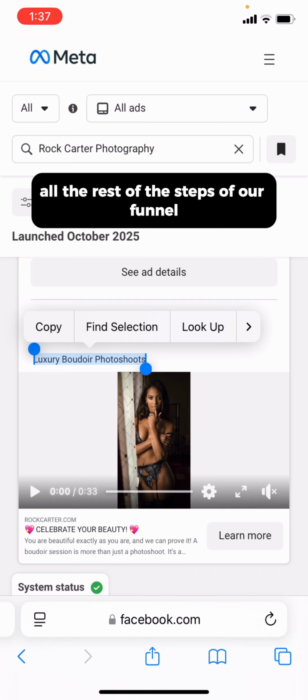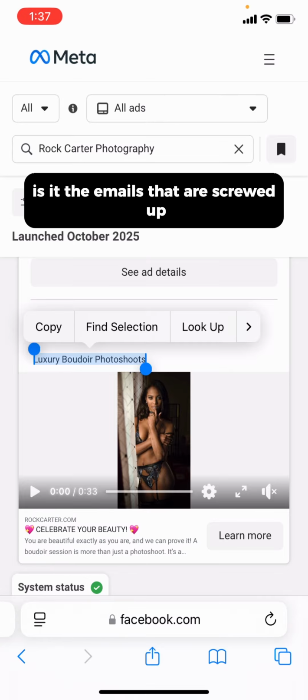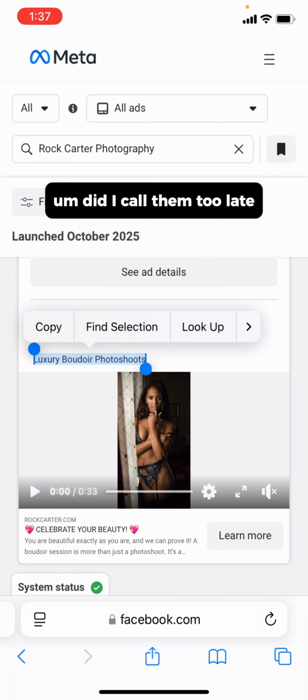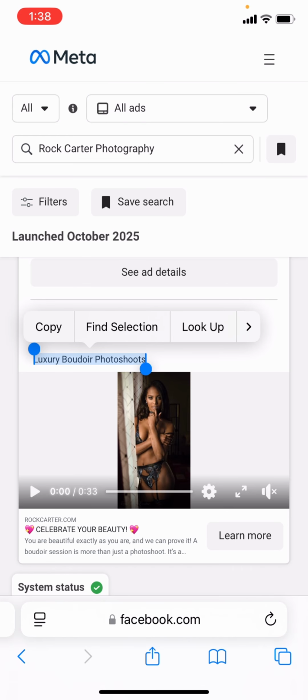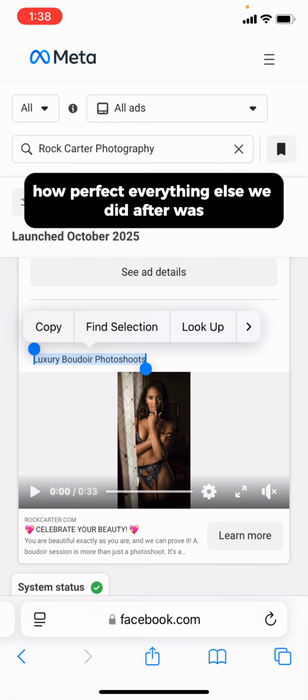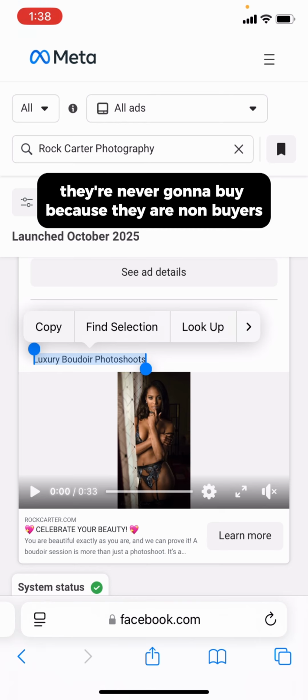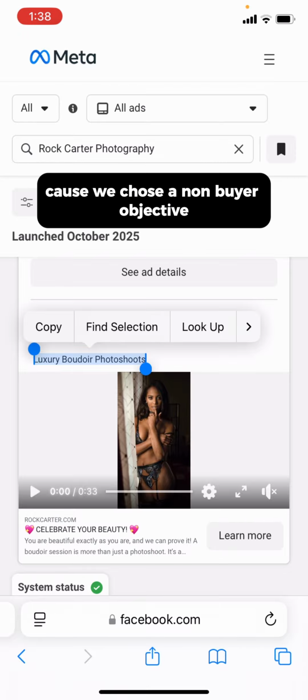it's screwing up all the rest of the steps of our funnel. Because we're sending out emails, sending out texts, we're calling them up, and nobody's buying. So we're like, dang, is it the emails that are screwed up? Texts are screwed up, wrong cadence, wrong what we're saying? Did I call them too late? Did I call them too early? Did I not call them enough? Why aren't they buying? Well, it's because they're non-buyers off the rip. So no matter how perfect everything else we did after was, they're never going to buy because they are non-buyers. Because we chose a non-buyer objective.